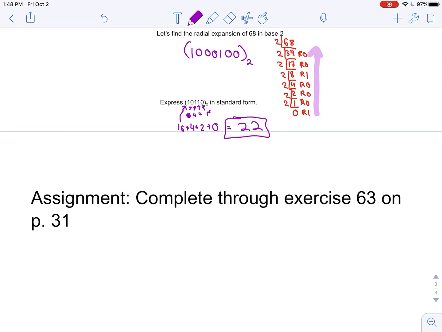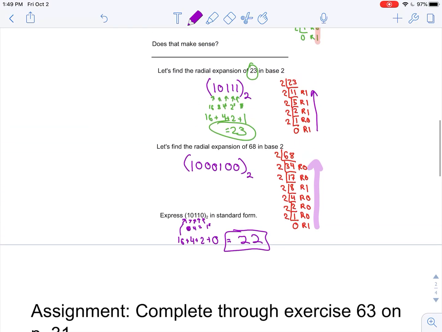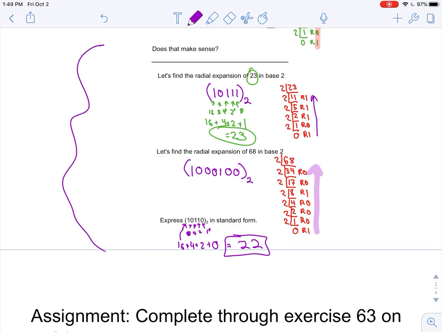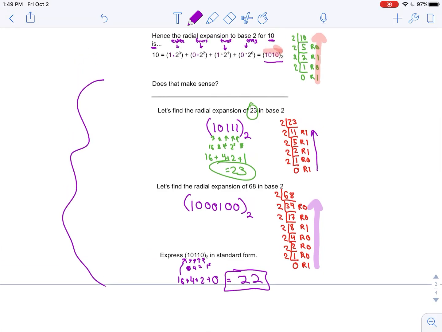I want you to complete up through exercise 63 today. That's basically 61, 62, 63. And I will talk to you again tomorrow. I plan to do a quiz within 2 days, and there's going to be problems like these on the quiz.